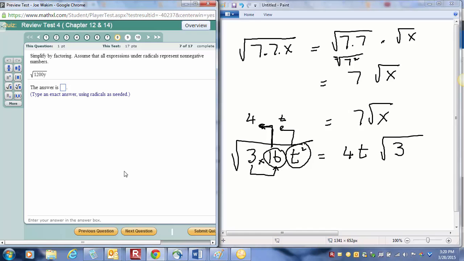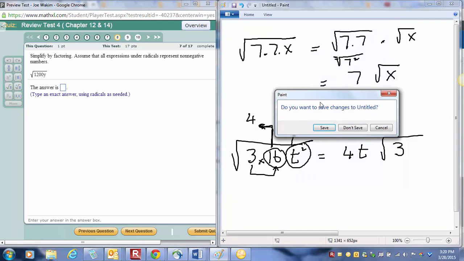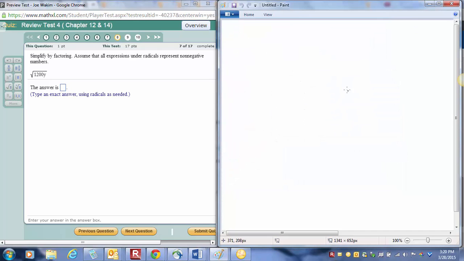Let's look at number 8. Again, we have to simplify the radical, and we have 1200y. Now look what we can do with 1200. First of all, the 12 is 3 times 4, and 100 is a perfect square, will come out as 10. 4 is a perfect square, will come out as 2, so 3 will be left, and we still have y, which also will stay inside the radical.